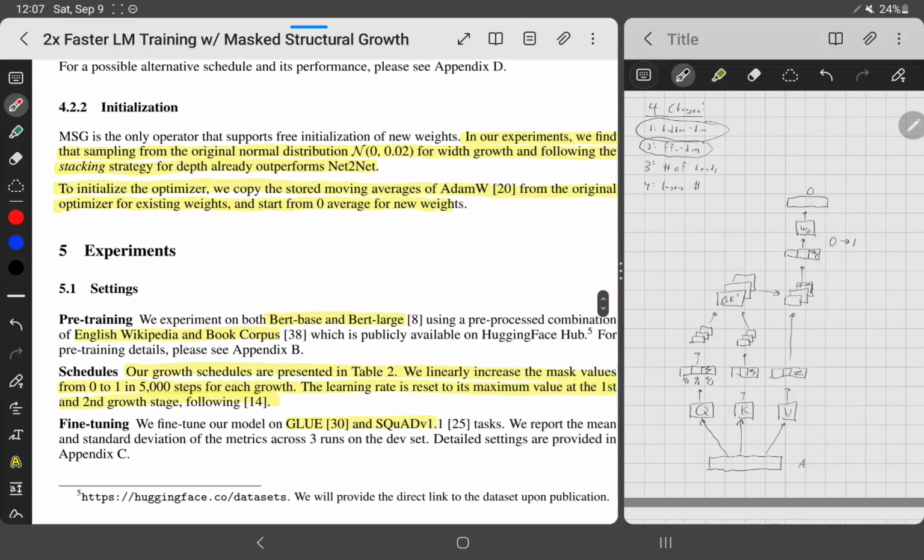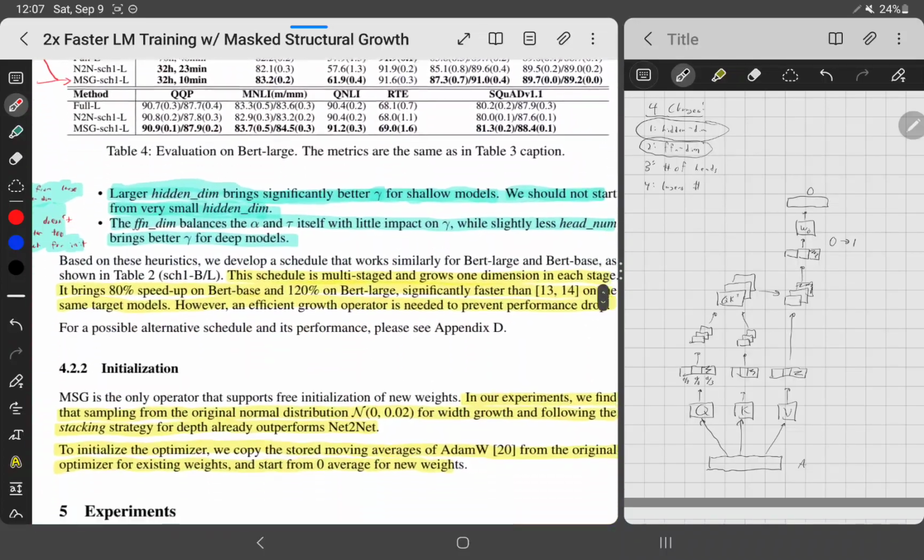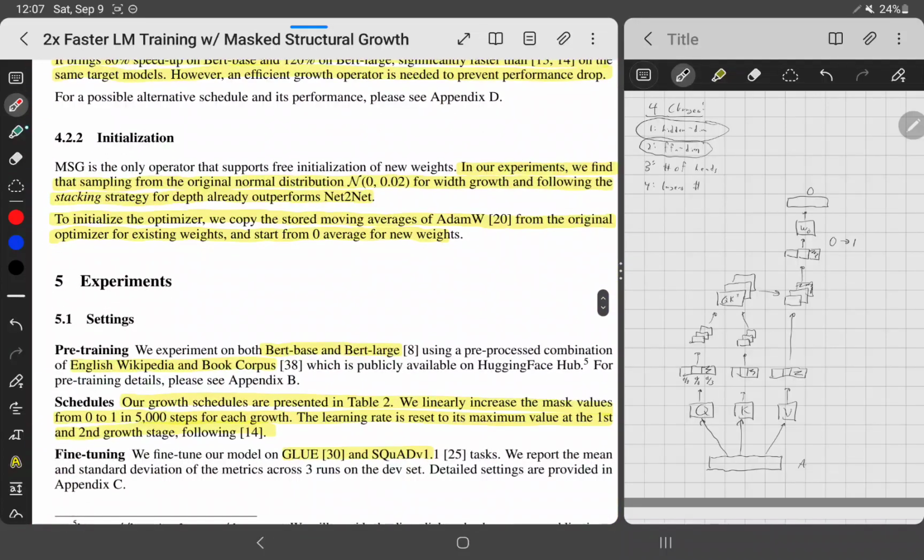And finally, so that was the scheduler part, kind of arbitrary. I think there should be more testing on that. And finally, the initialization. They find that an initialization using a normal distribution of 0 and 0.002 works well.